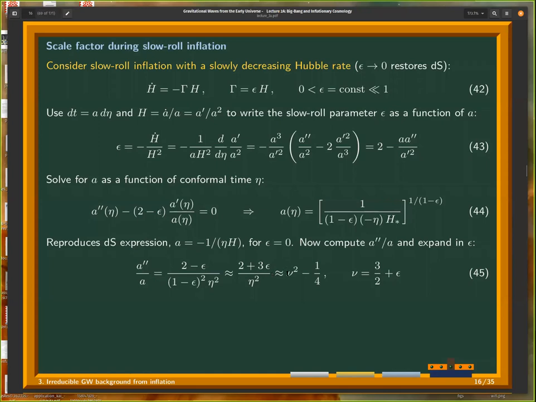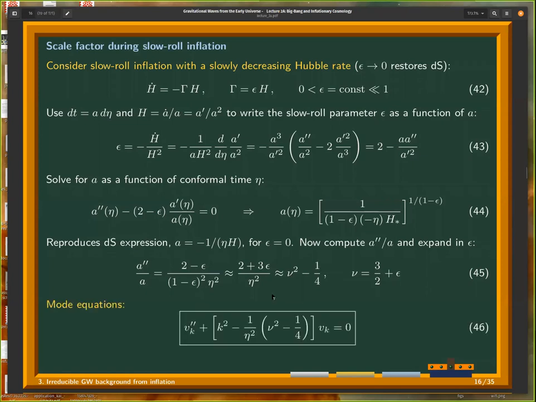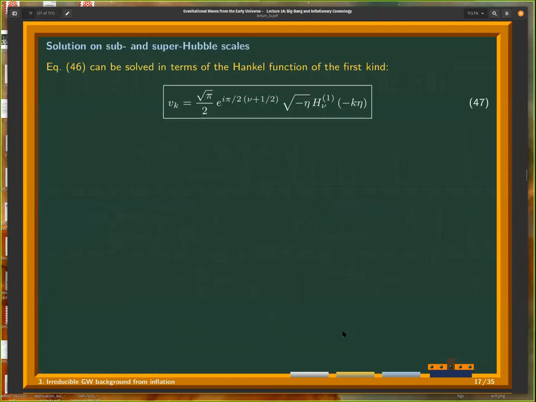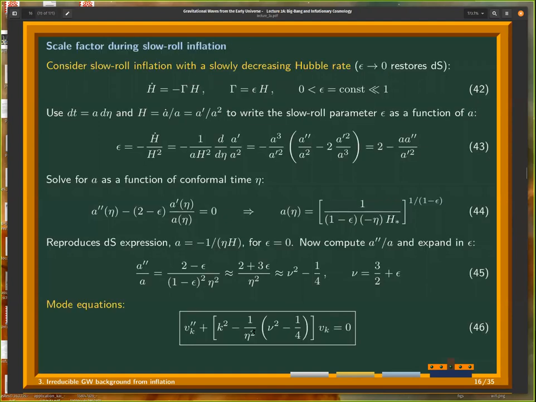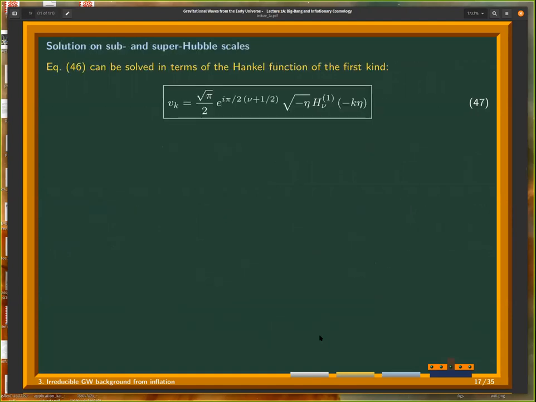And I can write this in terms of some new parameter, nu, which is 3/2 plus epsilon. And then I find nu squared minus a quarter. So during inflation, this is the new equation of motion I want to solve. And I have introduced this new parameter here, because now I can write down the solution of this equation of motion in terms of a special function, the Hankel function. So you can solve this equation of motion explicitly and exactly in terms of this Hankel function. And now this nu appears here as the index of the Hankel function.